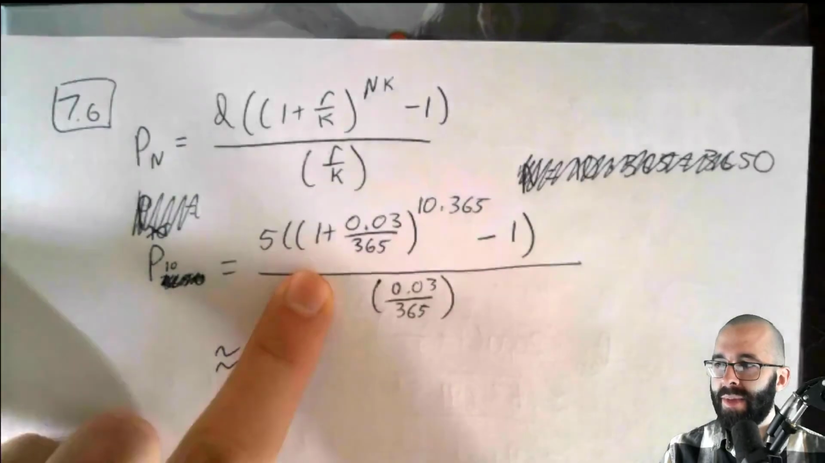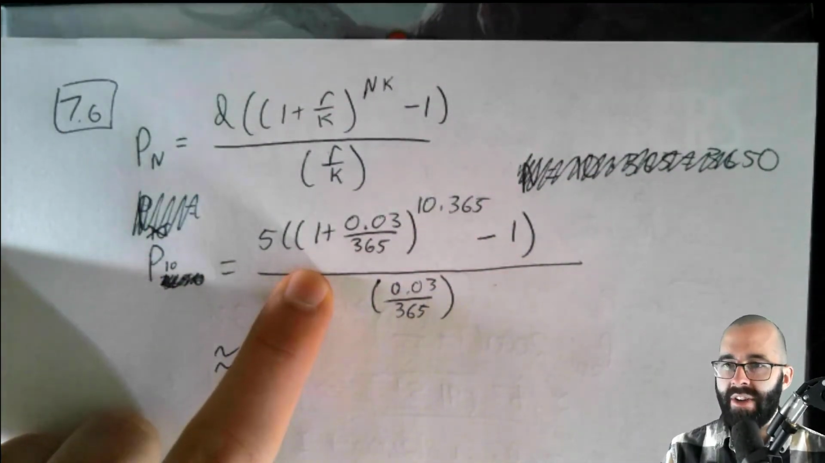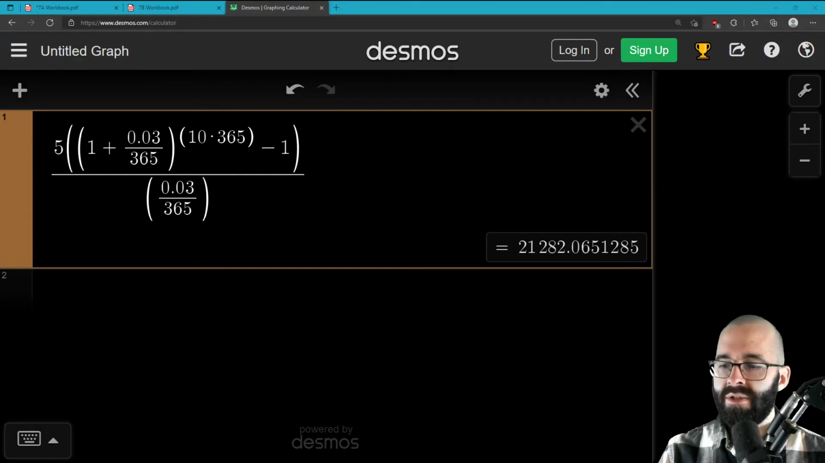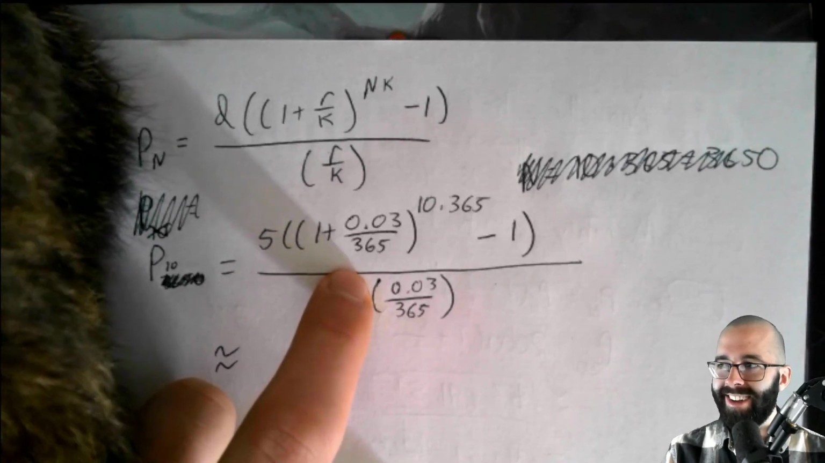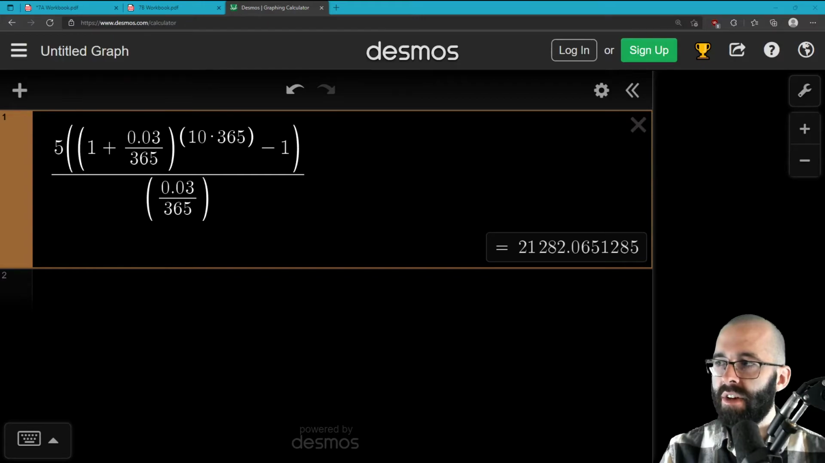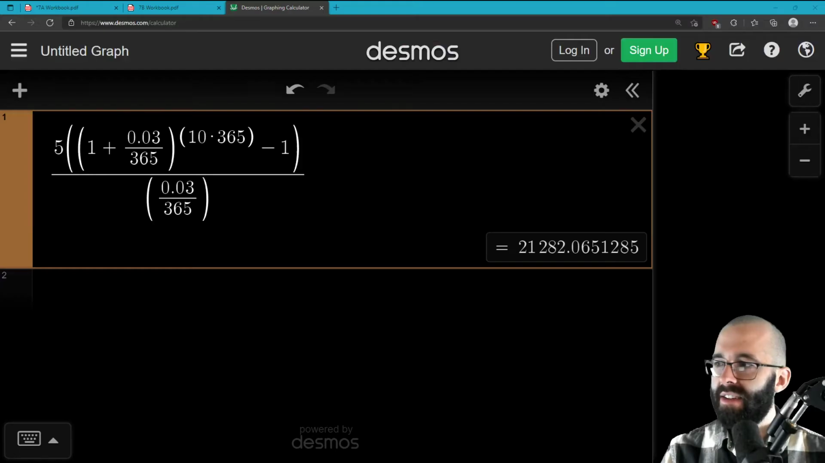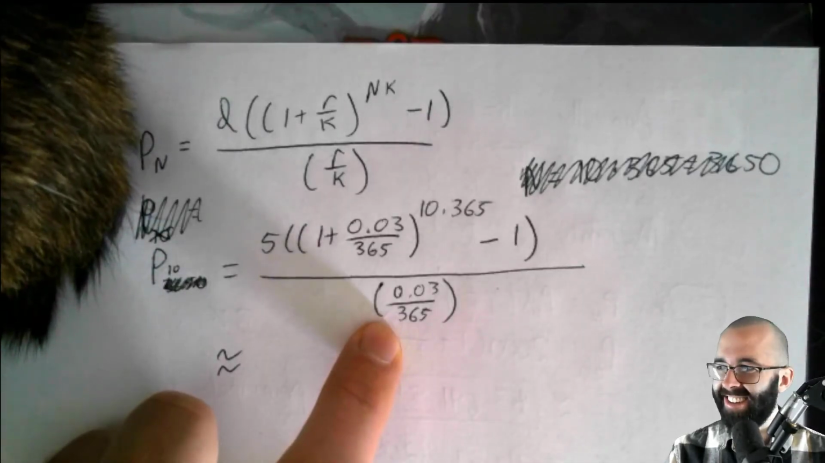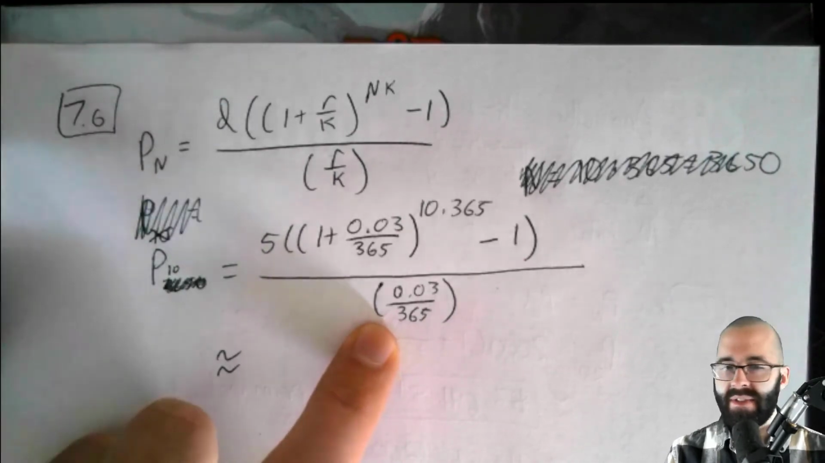5 times 1 plus 0.03 over 365. So there's parentheses in the exponent now, which is a little new. But those parentheses are fine. Good, we still have that. Minus 1, yep. Divided by that. Yep, divided by that. We've typed it in correctly. That's great. And so this must be our answer.